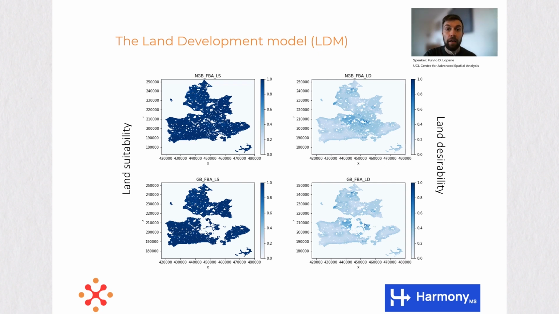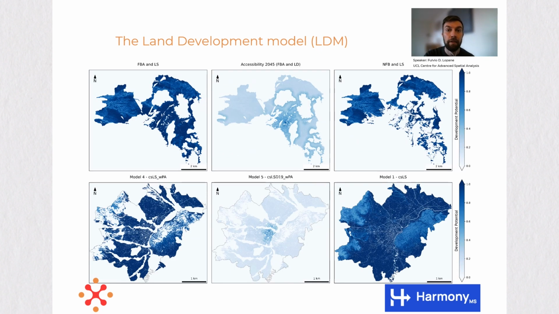Here is an example of Oxfordshire, and for instance, in the below picture, we can see a ring, an empty ring around the city of Oxford, because in this case, we didn't allow residential development in the Greenbelt. And these are other examples of our application.